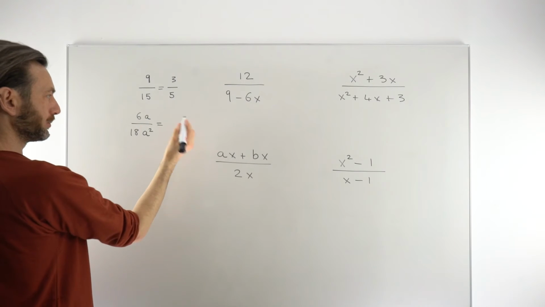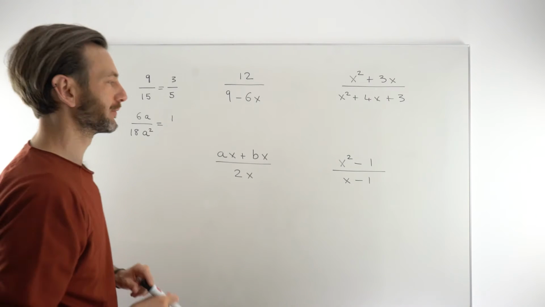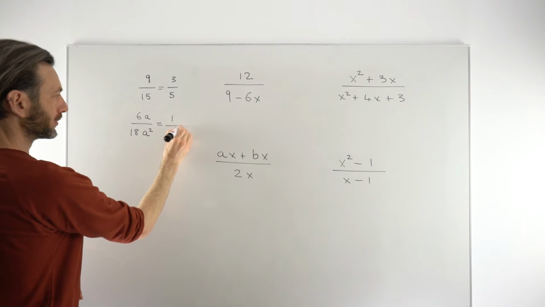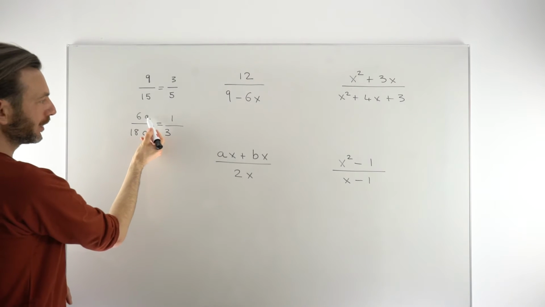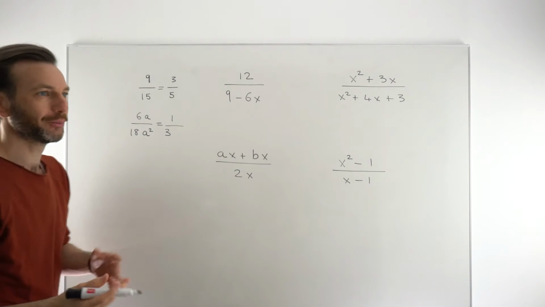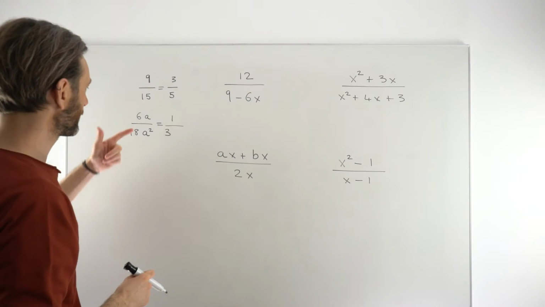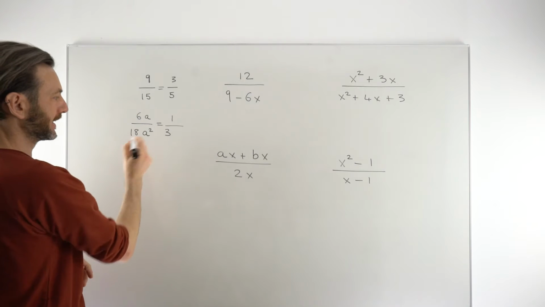Dividing the 6 by 6, we get 1. Normally we wouldn't write in the 1, but I'm just writing it there for demonstration. And then on the denominator, we get 18 divided by 6, which is 3. Then if we look at the algebraic terms, it's always a little more awkward to think of dividing algebraic terms, but we can basically divide top and bottom by a. A is a common factor between a and a squared.